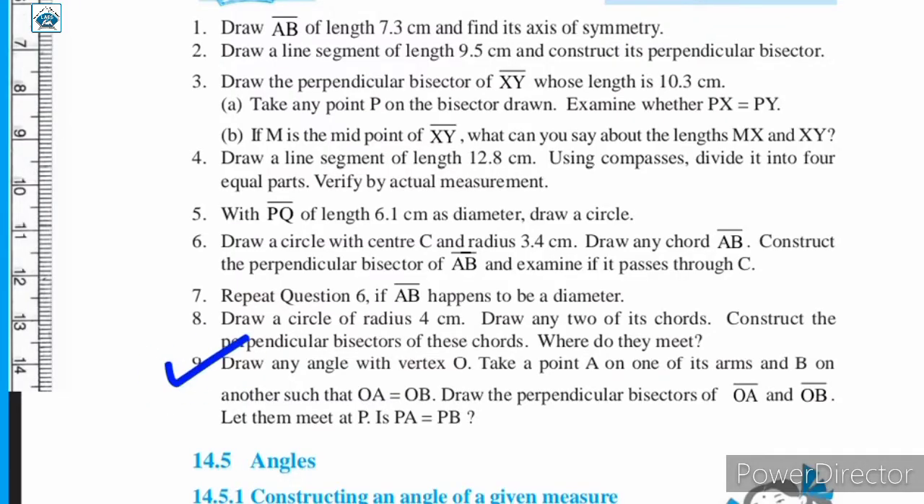Question number 9. Draw any angle with vertex O. Take a point A on one of its arms and B on another such that OA is equal to OB. Draw the perpendicular bisectors of line segment OA and line segment OB. Let them meet at P. Is PA equal to PB?